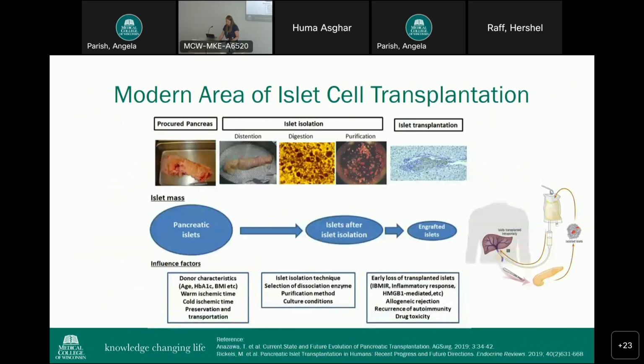This moves us into the modern era of what islet cell transplantation looks like. This graph gives us an image of how the cells are isolated, which I'll go into further detail in a moment. We have our whole organ, and then we isolate the cells and transplant.